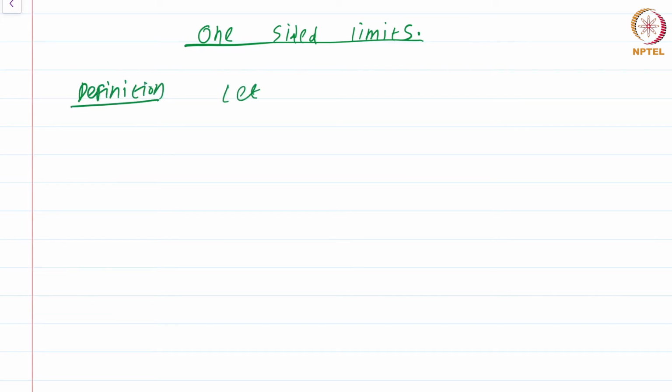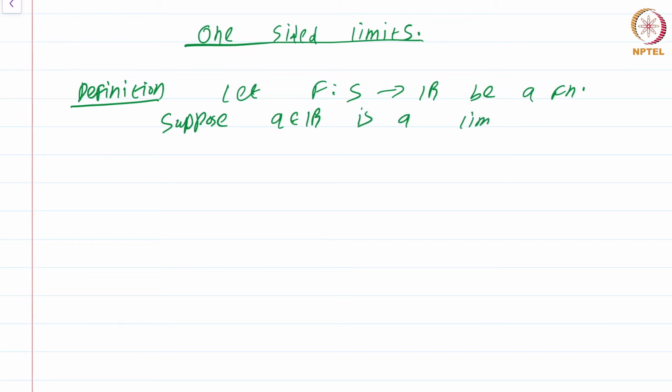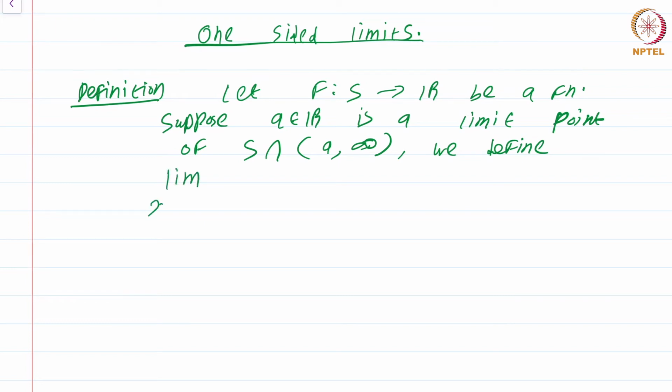Let f from S to R be a function. Suppose A in R is a limit point of S intersect (A, infinity). We define limit x going to A plus f of x.